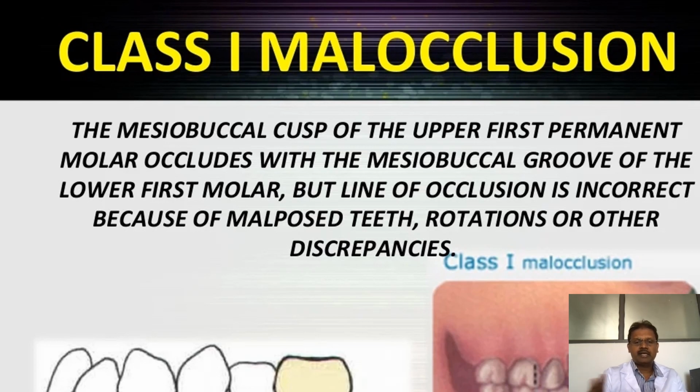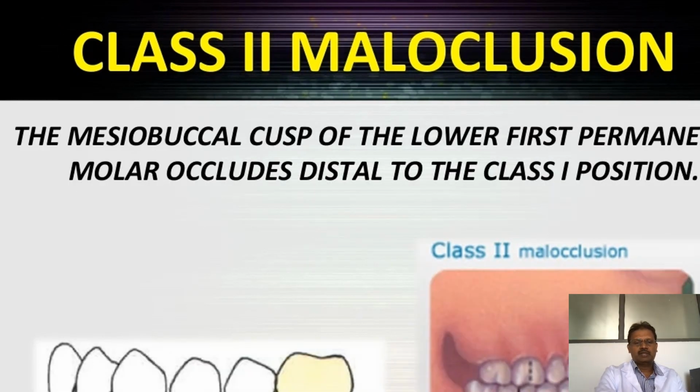Class 1 is again divided into class 1 crowding, spacing, class 1 open bite, class 1 deep bite, class 1 cross bite, or class 1 bimaxillary proclination. These are again the classification of class 1 malocclusion. Okay, I think this is clear for you.